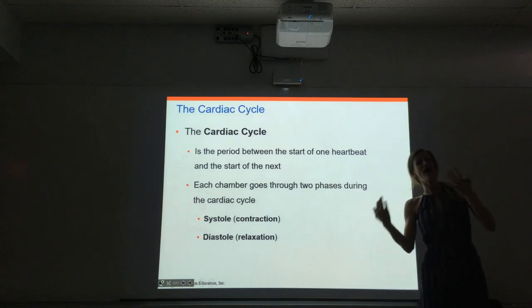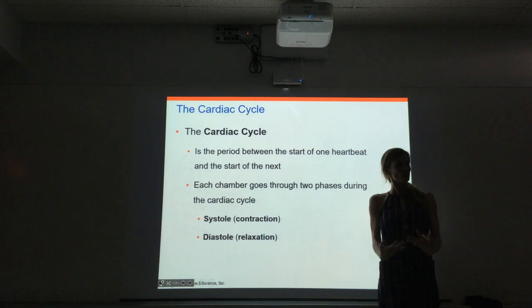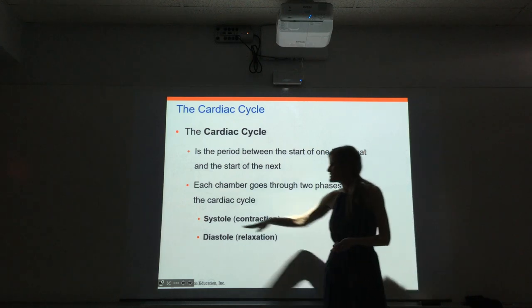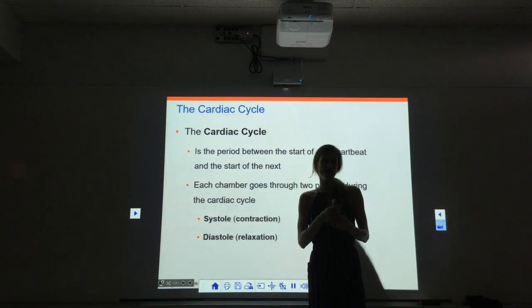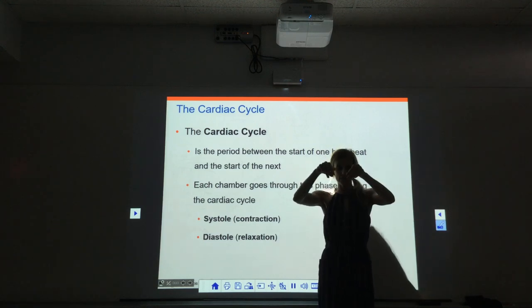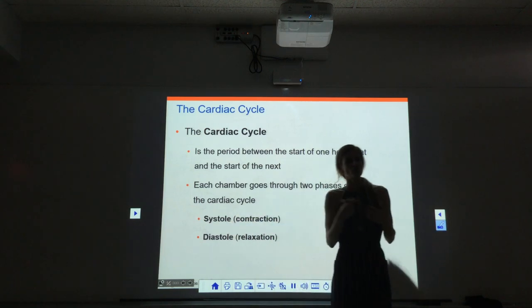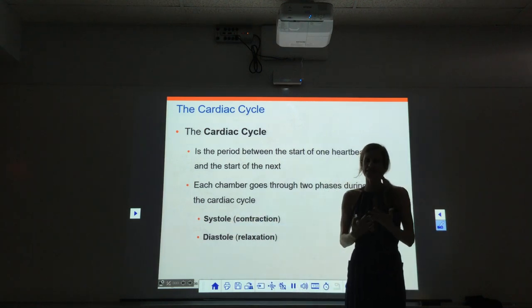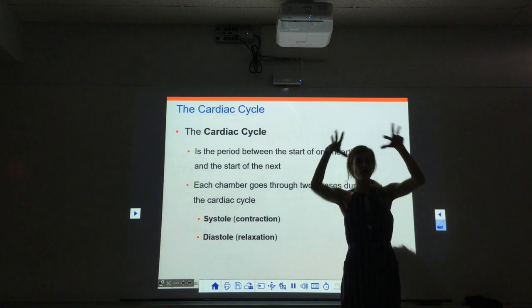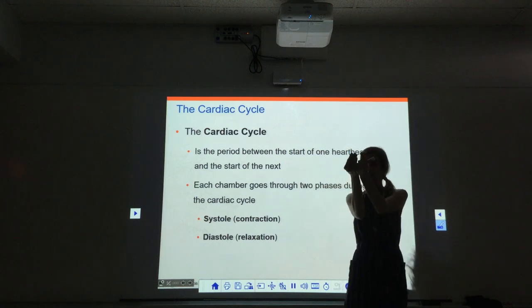Now when we say contract and relax, we're going to assign some technical, anatomical terms to that. So we're going to assign systole and diastole. Each of the chambers is going to go through both phases, systole and diastole. Systole is when the chamber is contracting, diastole is when it's relaxing. So the atria go through systole, diastole. Then the ventricles go through systole, diastole.